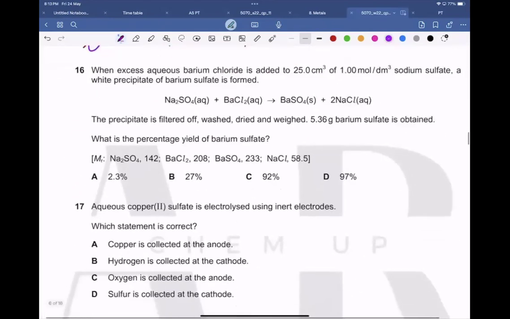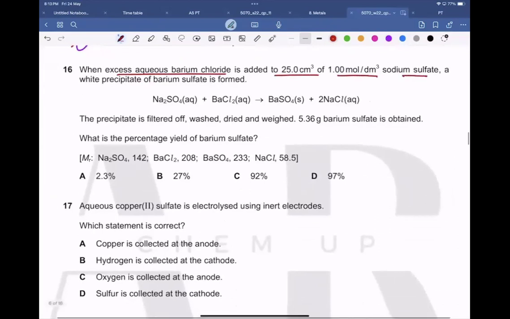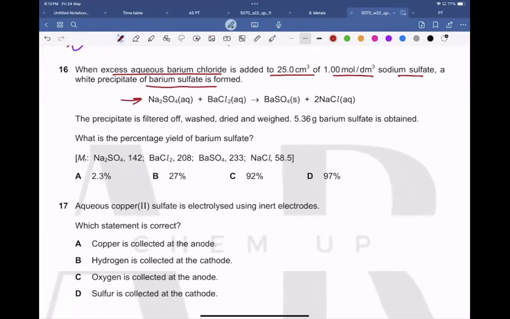Now question number 16. When excess aqueous barium chloride is added to 25 cm³ of 1 mol/dm³ sodium sulfate, a white precipitate of barium sulfate is formed, and here we got the equation. The precipitate is filtered off, washed, dried, and weighed. 5.36 gram of barium sulfate is obtained. What is the percentage yield of barium sulfate?